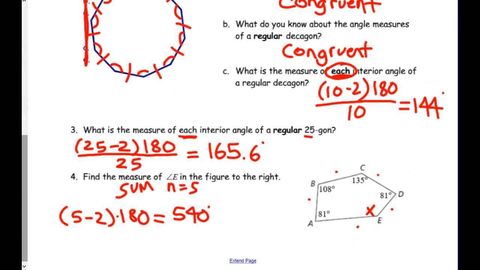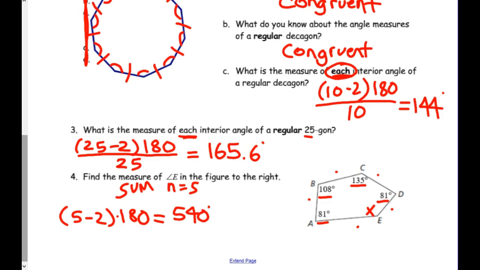This is going to be kind of like in the past where we had a triangle and we knew 2 angles and we were missing an angle. Do you remember what we did? We added up all the ones we knew and subtracted it from the total. So in this case, we're going to add up 81 plus 108 plus 135 plus 81. And when we add those up, we're going to subtract that from 540. Okay? Not 180, 540. All right, so let's do that.